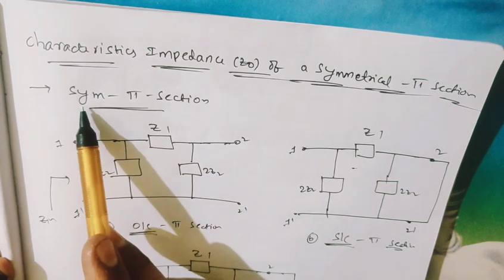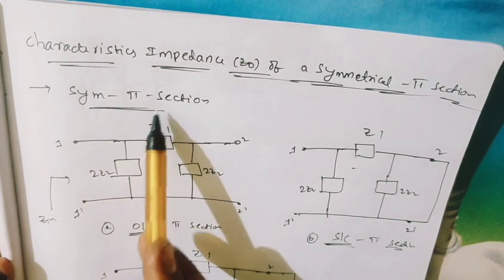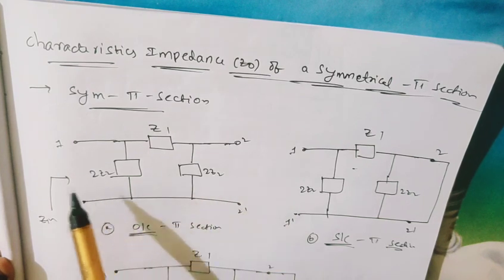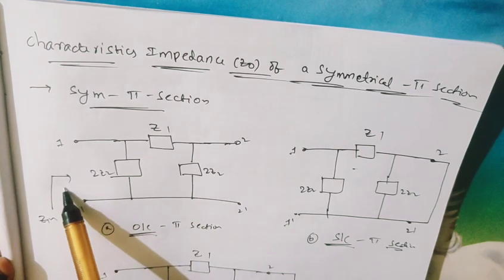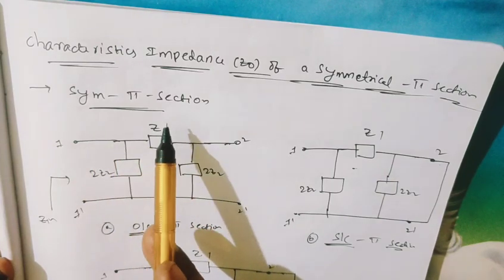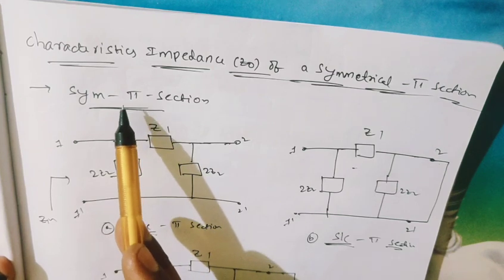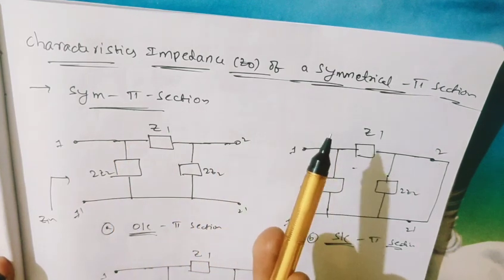And we are saying it is a symmetrical pi section, meaning whatever the impedance presented across your output should be equal to your input. That's why we are saying it is a symmetrical pi section. Today we are going to derive the characteristic impedance of a symmetrical pi section.